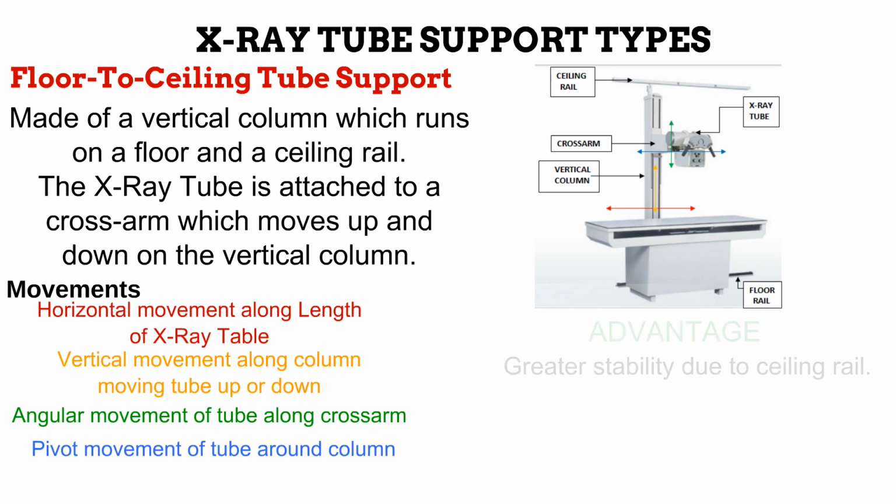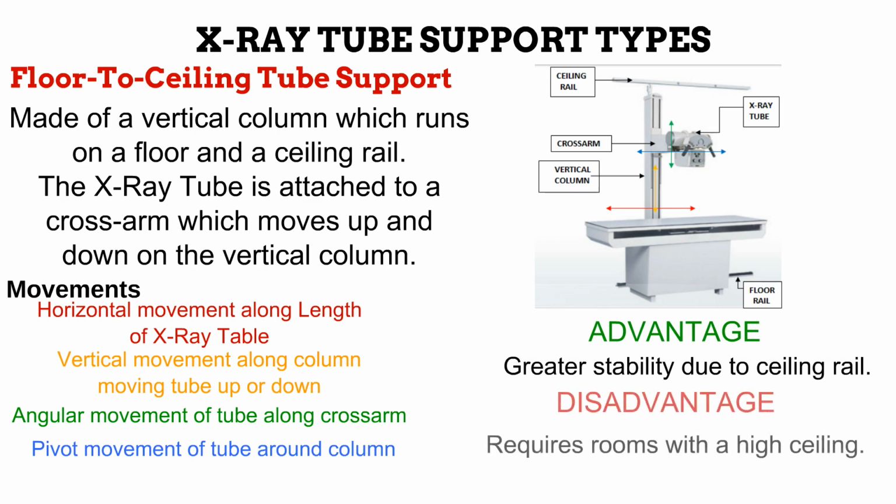This configuration has greater stability because it is not only supported on the floor, but also has a ceiling rail keeping it in place. However, these usually have longer vertical columns, implying that they need rooms with high ceilings.